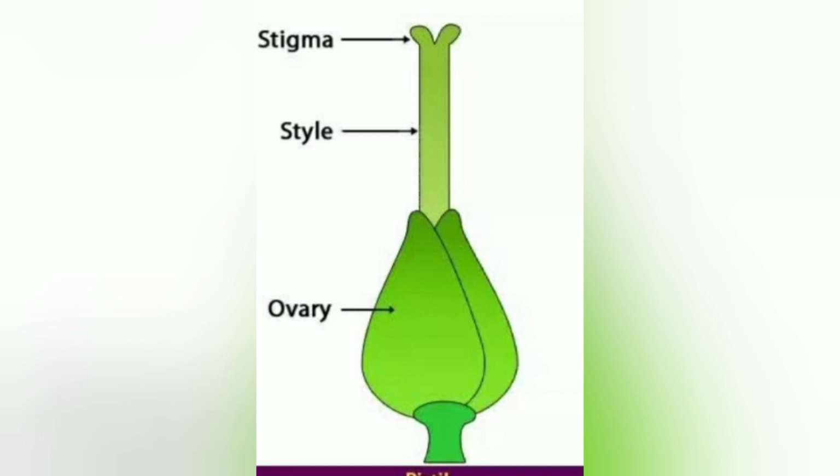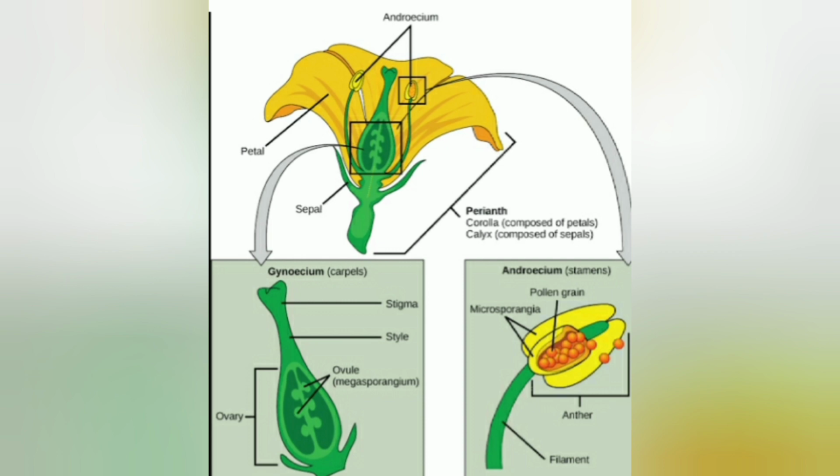Pollen tube. The pollen tube is a part of the pistil that is located inside of the style. It enables the pollen to go from the stigma through the style to the ovary. The ovary. The ovary is the enlarged part of the pistil located at the end of the style.